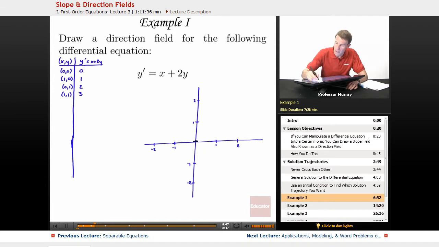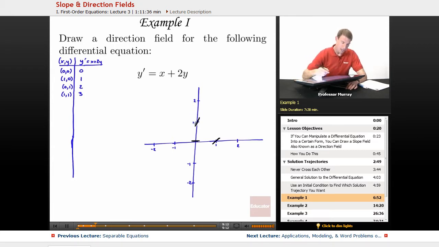So let me plot those. So 1, 0 that's on the x-axis. I'm going to draw a little line with slope 1. Let me draw my line here a little bigger. Little line with slope 1. 0, 1's up here. Slope 2 is a little steeper. So I make that a bit steeper. That probably still isn't steep enough. Let me try and make that a little steeper there.